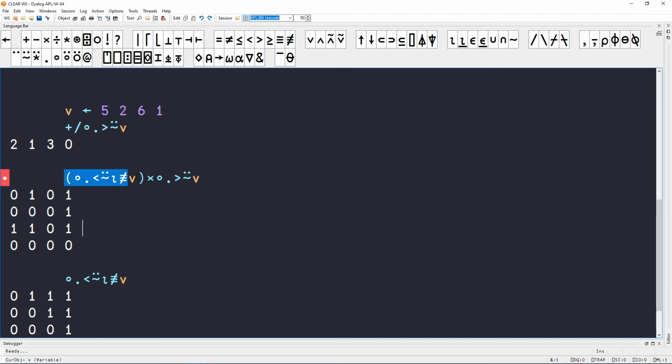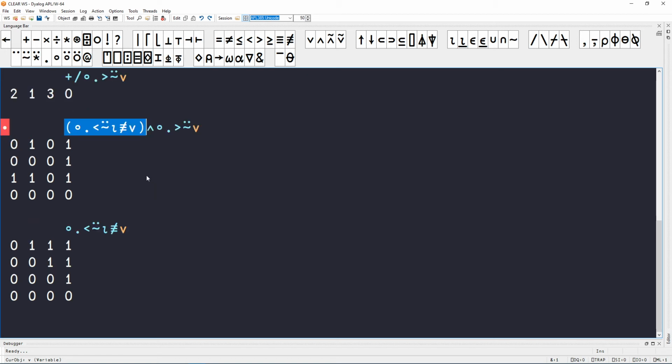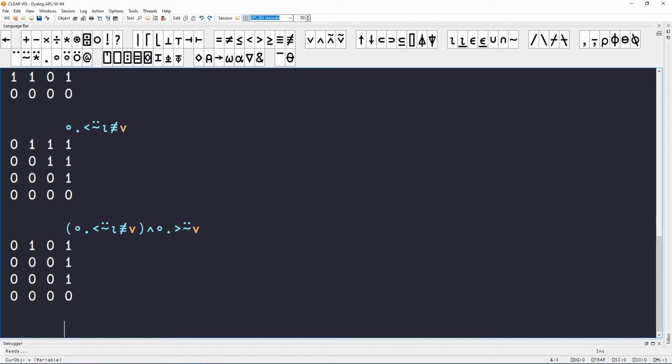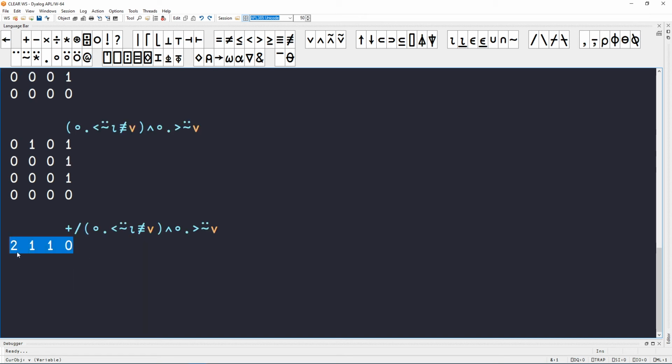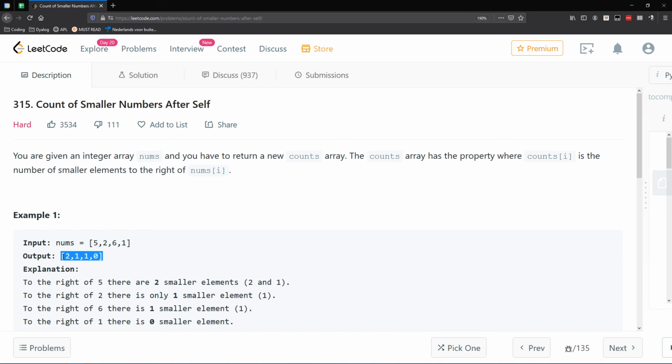And what this multiplication does, or if you prefer, you can make it a logical AND, is it only finds occurrences of numbers that are greater than and that are also to the right of the actual numbers. So we can do this, and we can see that the ones over here disappeared because they were masked out by this. And then what we do is we sum across the rows again, and we can see here 2, 1, 1, 0. This is the solution for this.